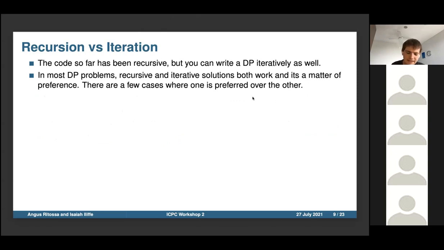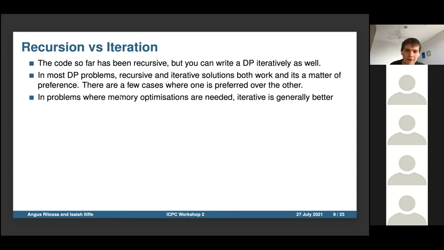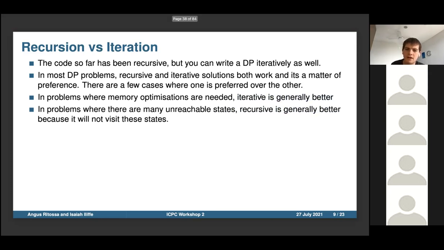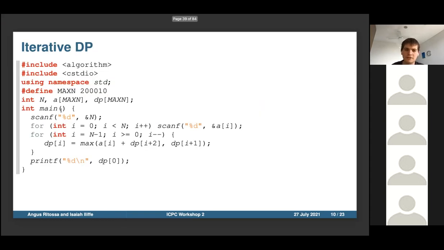There are some cases where one is preferred over the other. In problems where memory optimization is needed, and we'll have one of these problems later today, iterative is generally better, so for loop based. In problems where there are many unreachable states, recursive is better because it won't visit those states. Those problems are kind of rare, but they happen sometimes. But in general, they're both usable. It's up to personal preference.